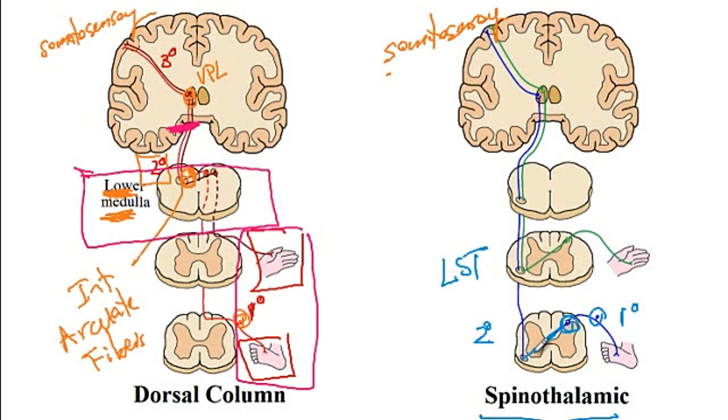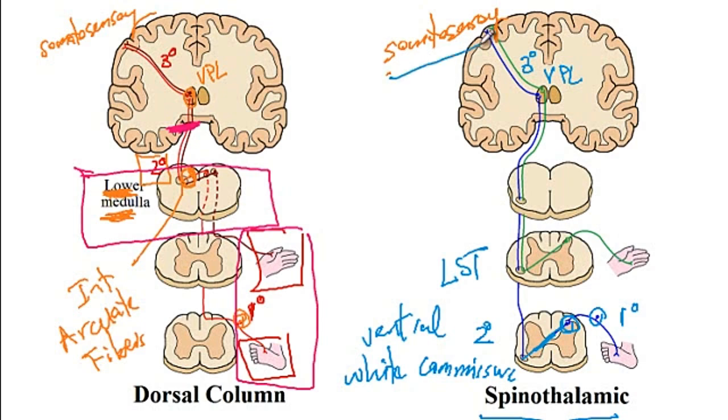So it decussated at the ventral white commissure, and then it ascended as a lateral spinothalamic tract until it hits the ventral posterolateral nucleus of the thalamus. And then from here on, again, tertiary neurons start, and tertiary neurons will go to the somatosensory cortex.